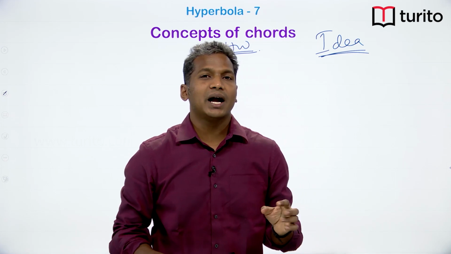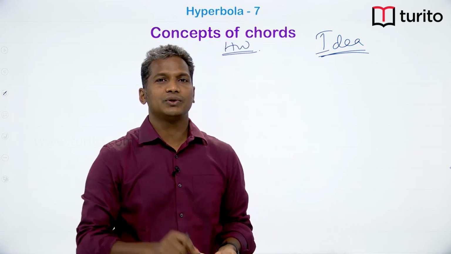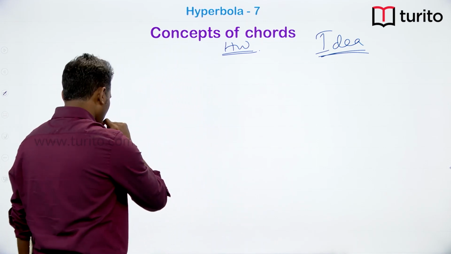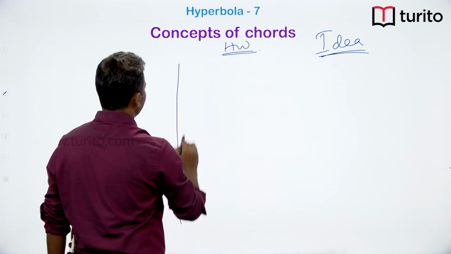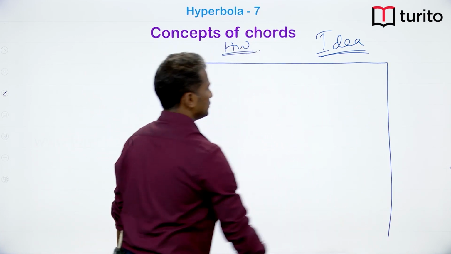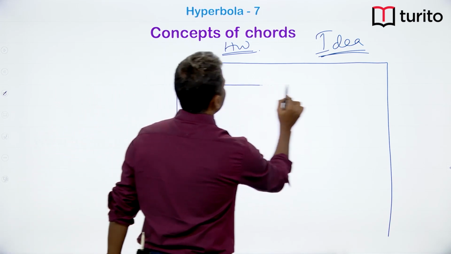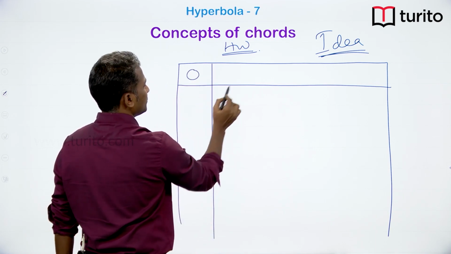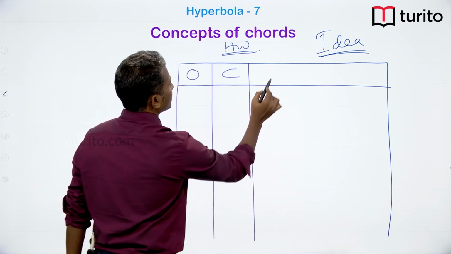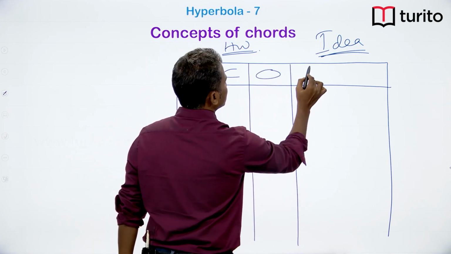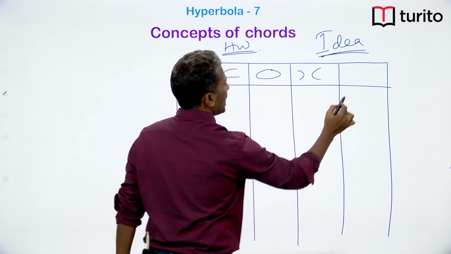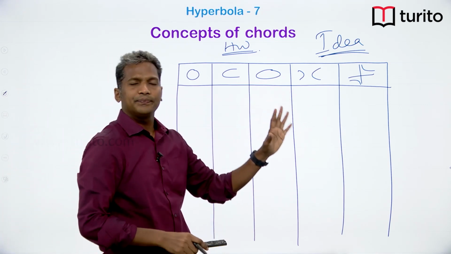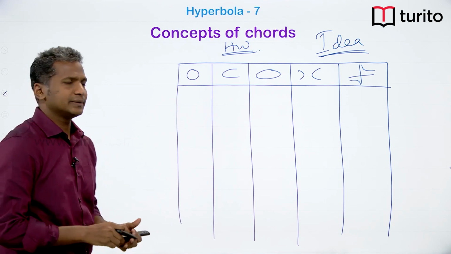Now what is this chart and how to form this chart, how to make entries in this chart? For that I am giving you the idea. You are going to make a table in that chart, and here you are going to put all the curves. Let us say we have circle, and then we have parabola, ellipse, hyperbola, and if possible rectangular hyperbola also.